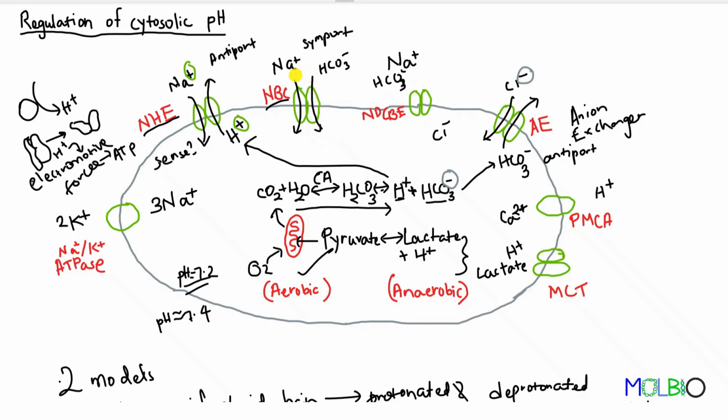Now, while some of them bring one sodium ion and one bicarbonate ion, there are some others, for example, NBC 1, 2, 3. NBC 1 will bring one bicarbonate, but 2 and 3 bring more than one. And then there is this sodium driven chloride bicarbonate exchanger, which is driven by the sodium gradient, and it exchanges bicarbonate with chloride ion.